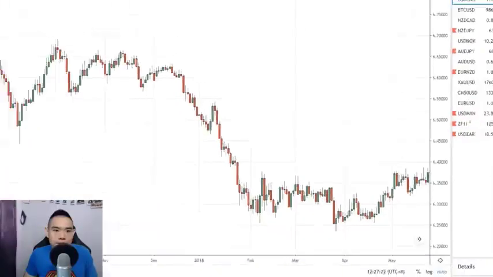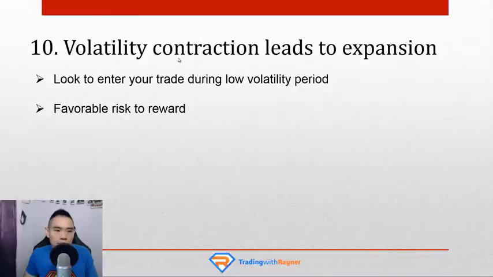Okay, so this is an important concept. Volatility contraction leads to expansion. And ideally, you want to be entering trades during a low volatility period. You have a tighter stop loss, which offers you a much more favorable risk to reward.